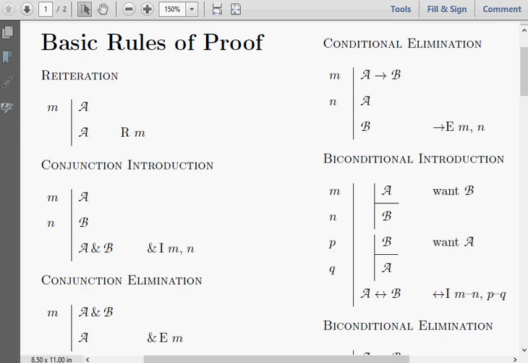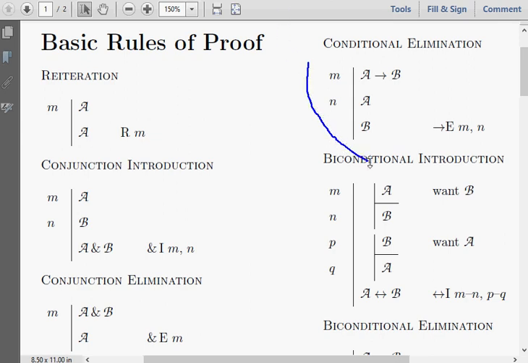I'm doing a video here primarily for my logic students, fall 2019 Phil 116 students, but anyone can watch. I'm going to talk a little bit about doing proofs in the forall x system. And I'm looking here at some of the basic rules. I'm going to call your attention to a rule here.